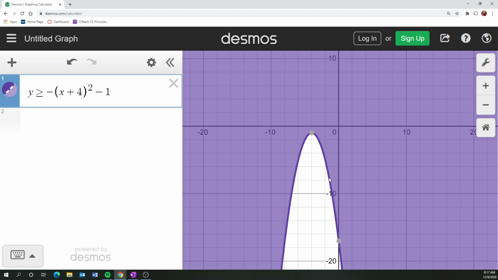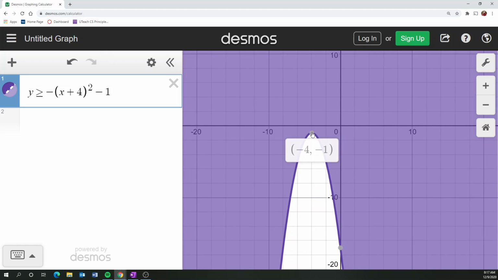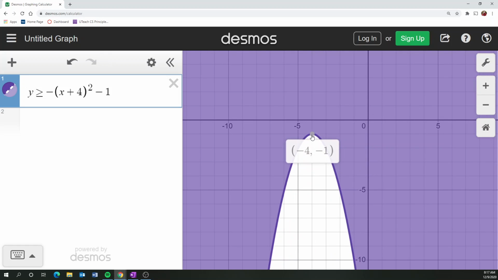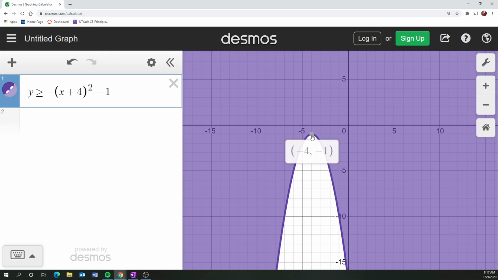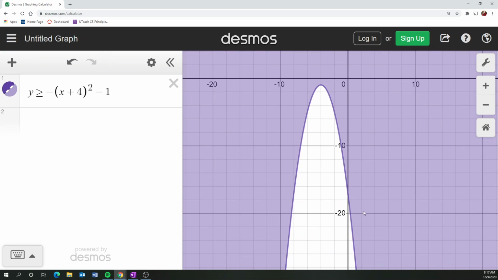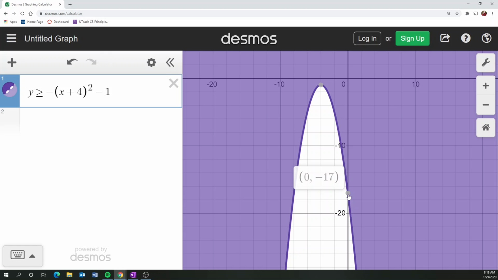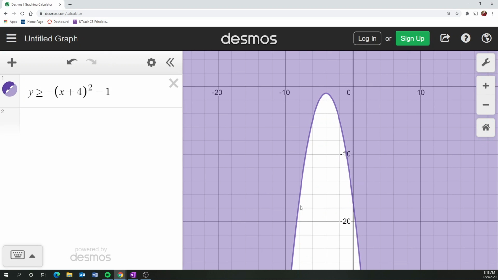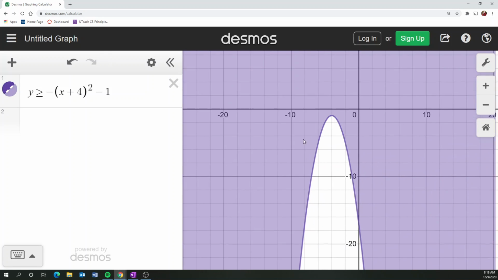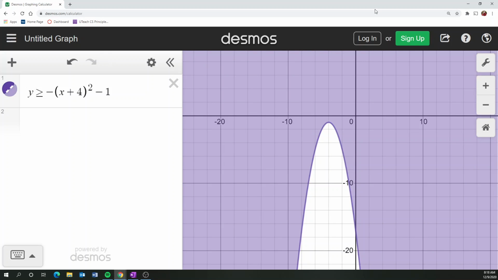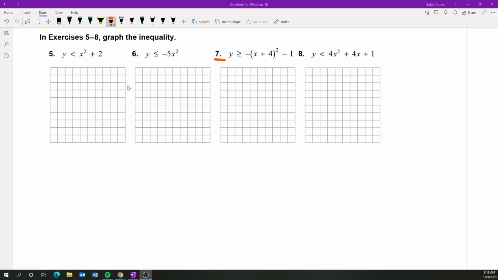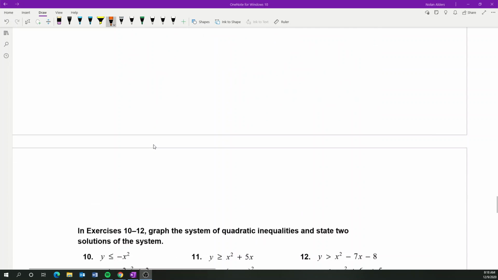Now, if you click on it, you can get some interesting points. Like here's the vertex at -4, -1. So if you were trying to graph this on a piece of graph paper, you could find your vertex, and then we can see that it crosses the y-axis at 0, -17. So just some interesting points to help you sketch a graph of this quadratic inequality. All right, so that's how to graph inequalities.